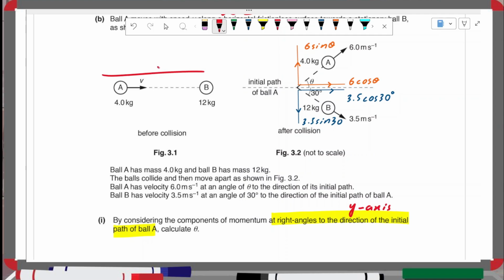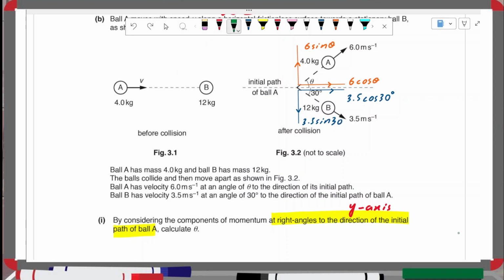Because the initial path was along the x-axis, you see this is the initial path. They're saying consider the components at right angle to the initial direction. So right angle to this one would be along the y-axis, so we'll have to consider the components along the y-axis. I can highlight those: one would be this one, and the other one would be this one. So we need to consider these two components.